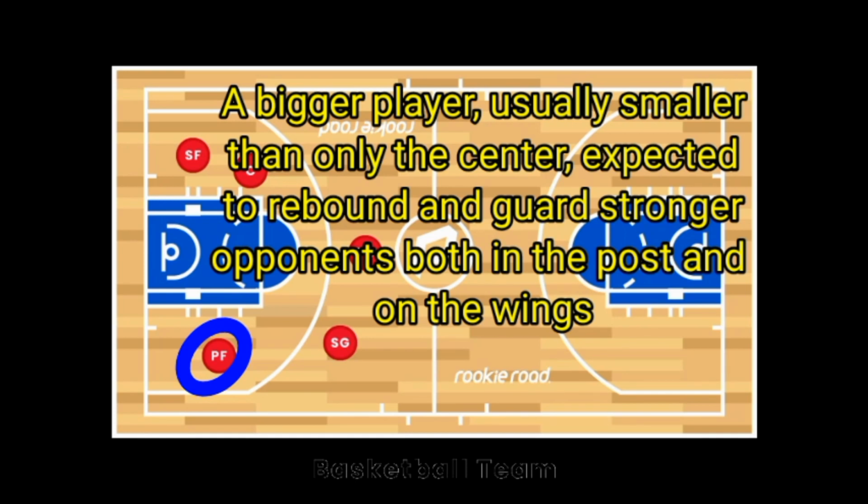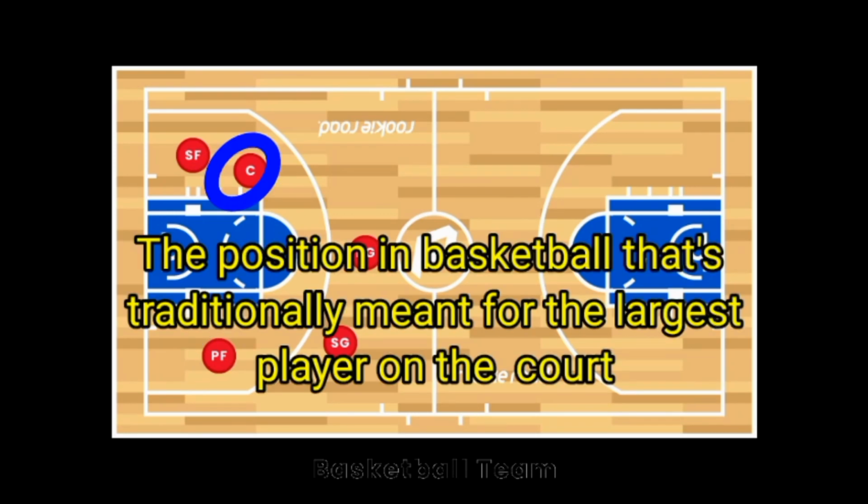And now let's go to the biggest of them all, the center. The position in basketball that's traditionally meant for the largest player on the court. These athletes are usually tasked with guarding the paint, getting rebounds, and blocking shots in the front court. So, ang sinasabi nating paint area dito is the one that is painted in blue. Sila yung usually na malapit sa ring. Also called the rim protector. They are the reason why it's really hard to score in the paint.